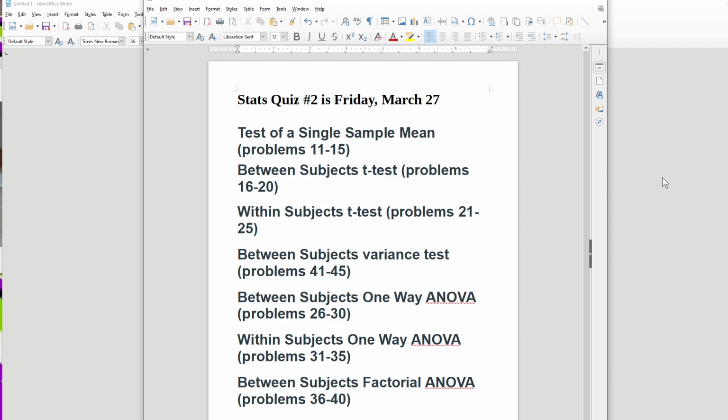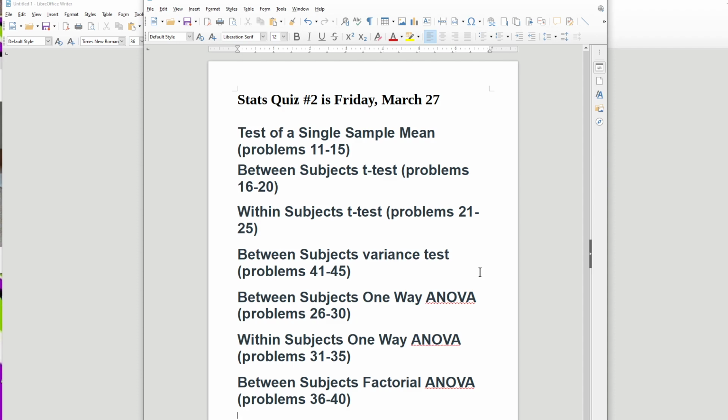So what you'll see when you get to the quizzes section, there'll be a link for Stats Quiz number 2. And you'll get 2 stats problems. One will be an ANOVA, one of these 3 problems down here: between subjects one-way ANOVA, within subjects one-way ANOVA, or between subjects factorial ANOVA. And one of the problems will be an old problem: a test of a single sample mean, between subjects t-test, within subjects t-test, or between subjects variance test.